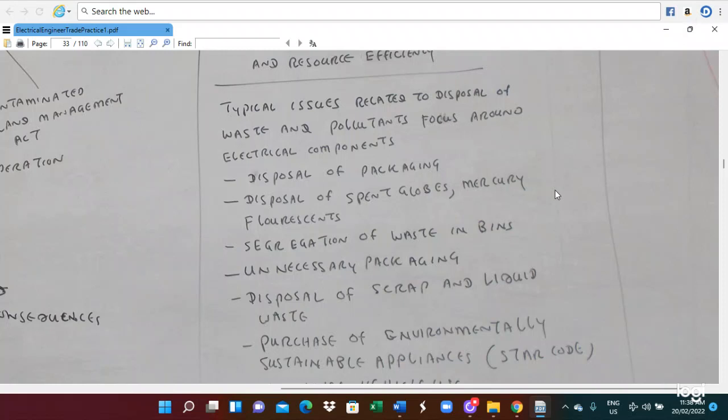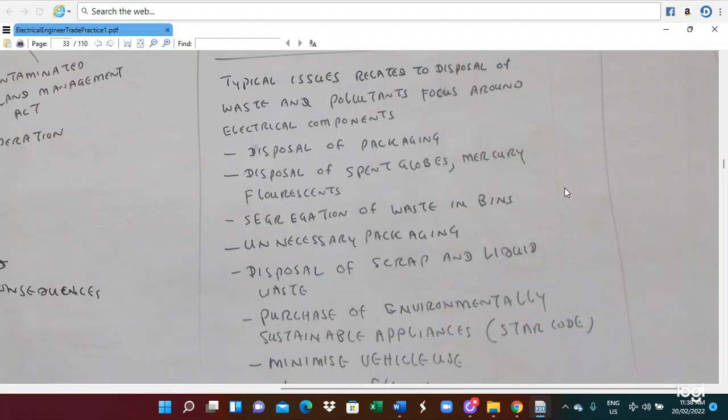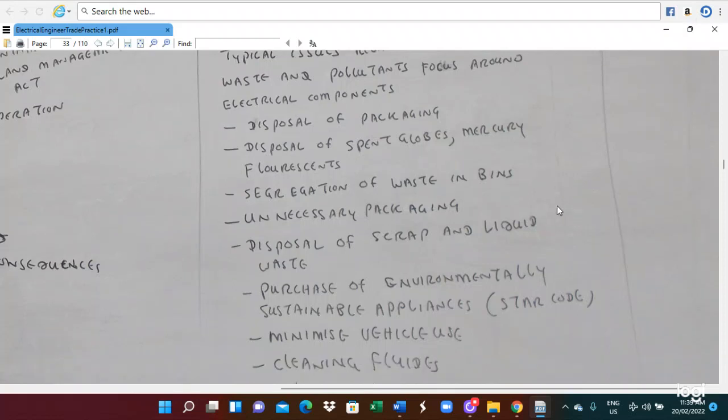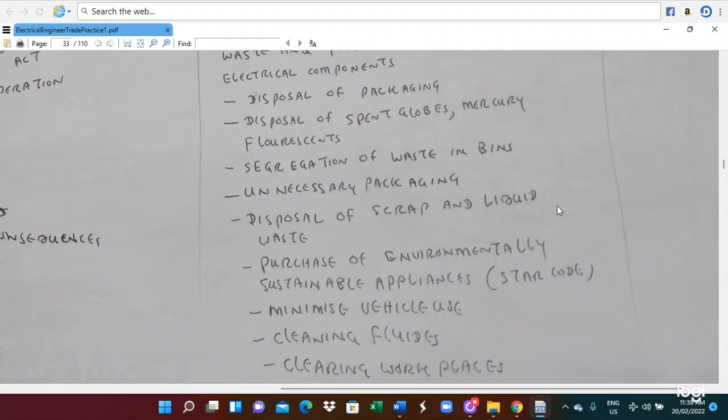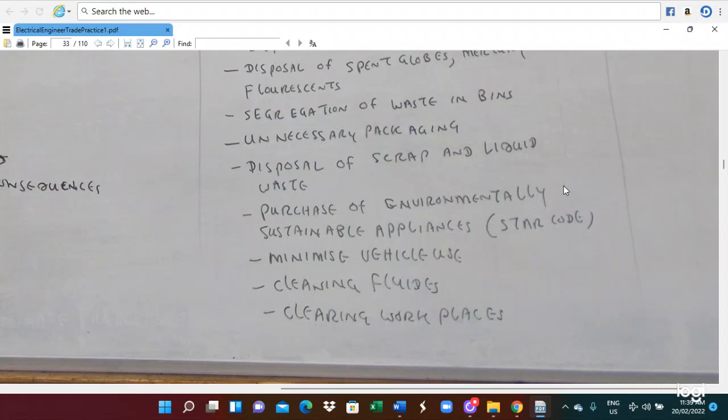So deposit all the packaging materials, because all the packaging materials are insulation plastic, they need to be disposed of properly. Deposit of the spent glass, mercury, fluorescent lamp, and segregation of the waste in the bin, unnecessary packing. Also deposit all the scrap and the liquid waste, purchasing of environmentally sustainable appliances, and minimize the vehicle use, cleaning the fluid, clearing the workplaces. Those are important for the environmental control.